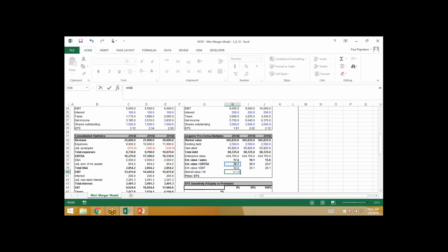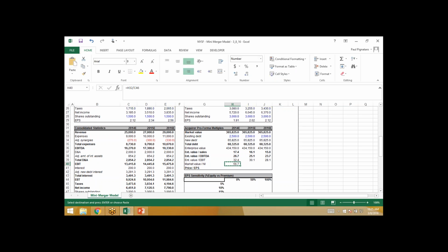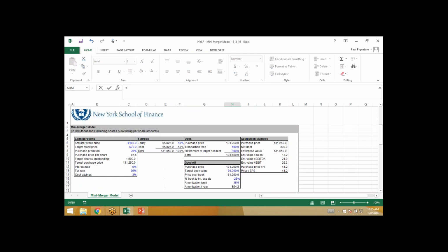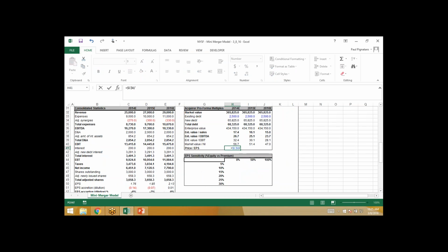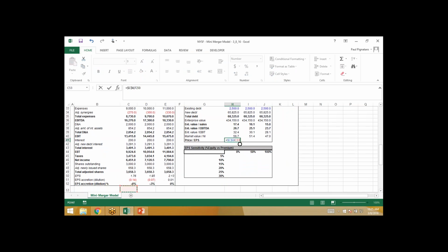Then there's market value to net income, which is the market value, of course, divided by the net income. And then price to EPS. What price do we use? Market value. No, that's market value. What price? Yeah, the acquirer share price. The price that the company is trading at, which we assumed was 100. Anchor that, divided by the EPS. You'll know you're right if the numbers match, because we mentioned on the board market value to net income is the same as price to EPS.